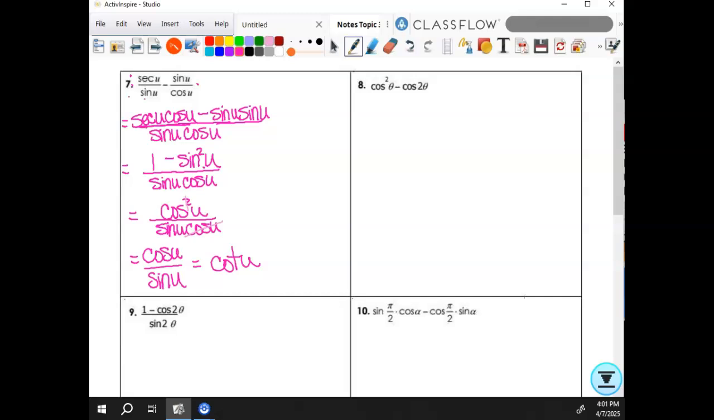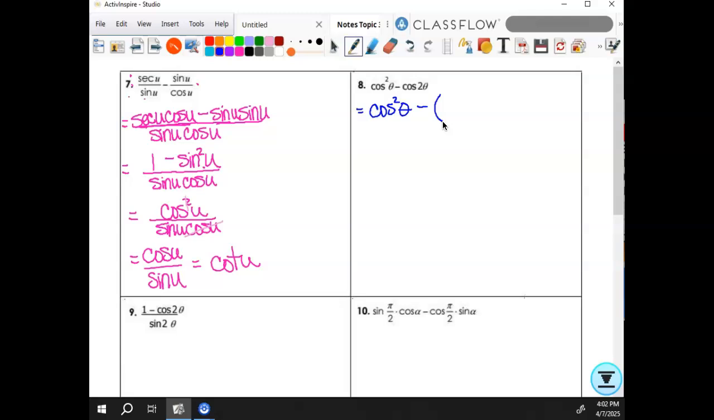Okay, now number 8 has a double angle in it, stuff that we did yesterday. And you usually want to go ahead and get rid of the double angle. If you have one, just take care of that one first. We'll leave cosine squared as it is for right now. So this is going to give me cosine squared theta minus. Now, cosine of 2 theta is more than one term, so I need to put it in parentheses.